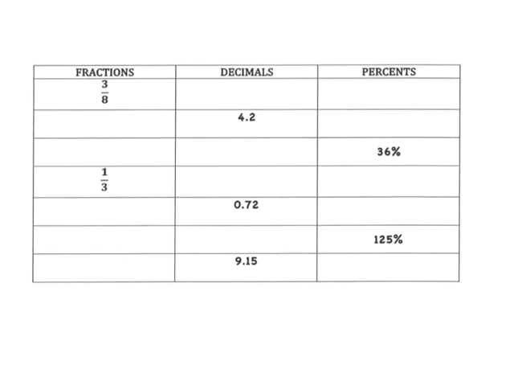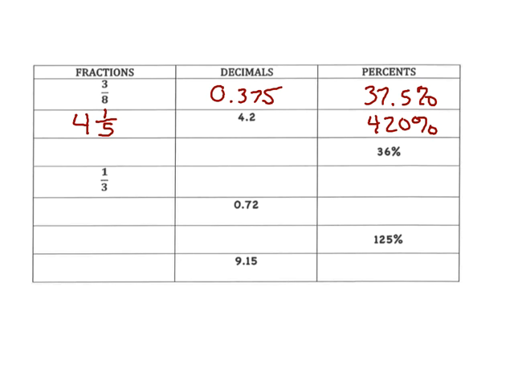3/8 as a decimal is 0.375. Move our decimal 2 spaces to the right for your percent, 37.5%. 4.2, if we move it 2 spaces to the right for percent, 420%. And it's 4 2/10, which is the same as 4 1/5.